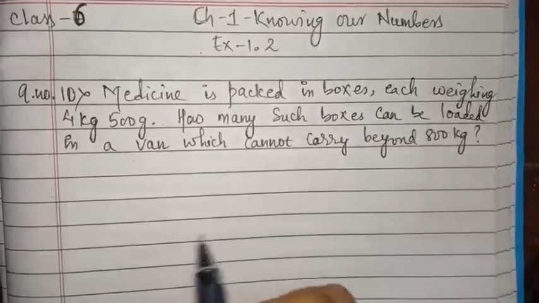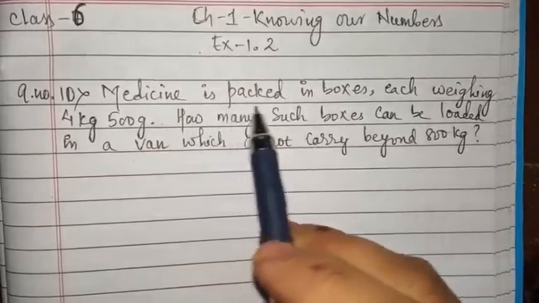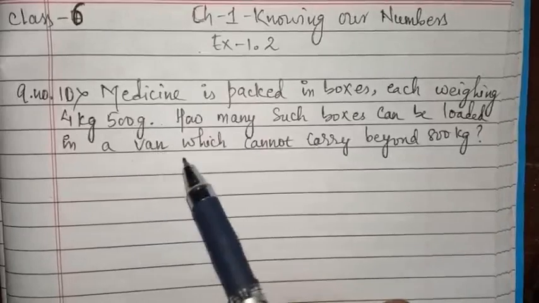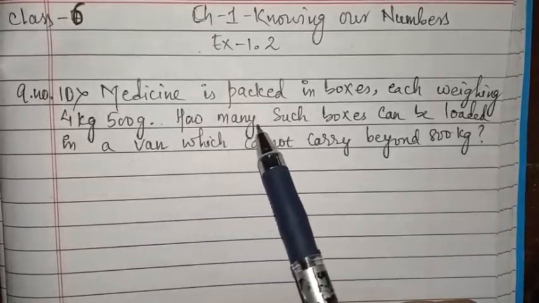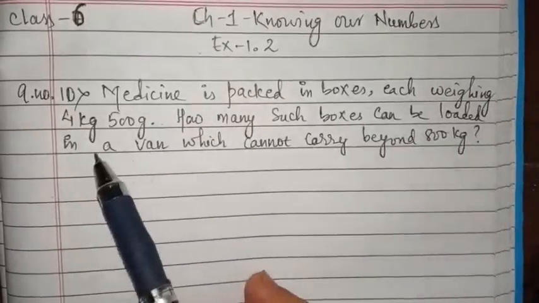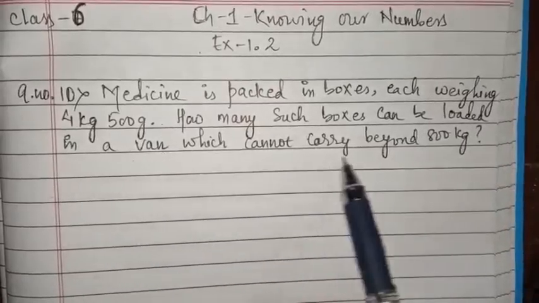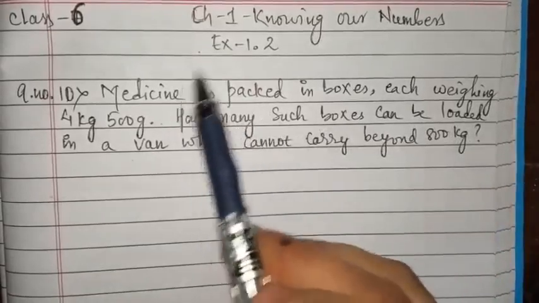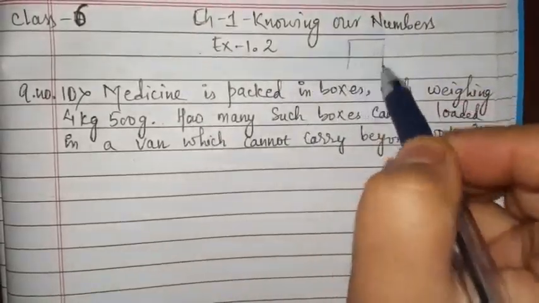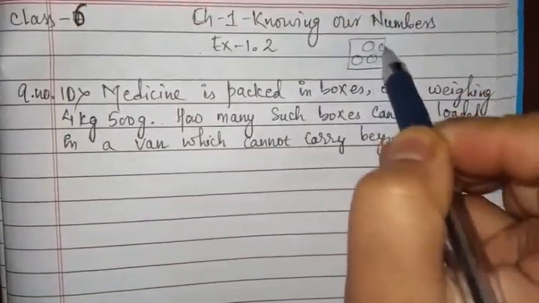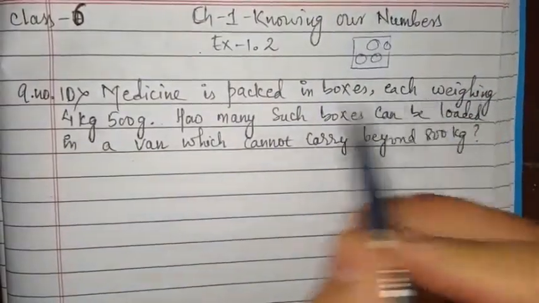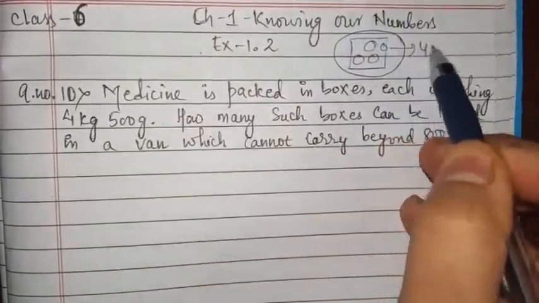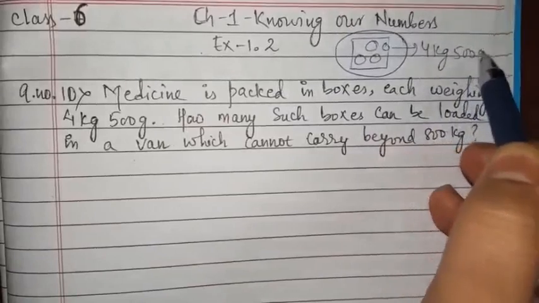So, here is question number 10, and it states that medicine is packed in boxes, each weighing 4 kg 500 gram. How many such boxes can be loaded in a van which cannot carry beyond 800 kg? So the question is, medicine is packed in one box. This is one box in which the medicines are packed, each weighing 4 kg 500 gram. That is, the weight of this whole box is 4 kg 500 gram.